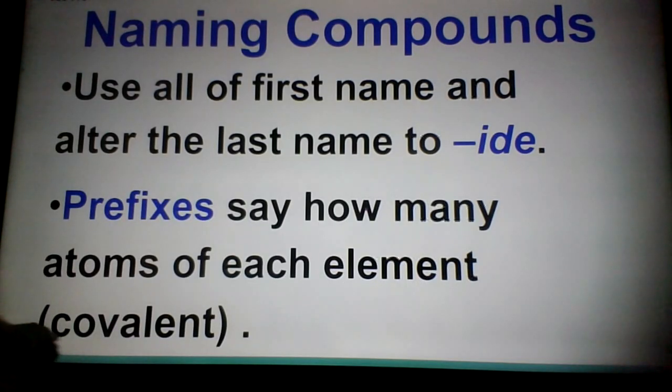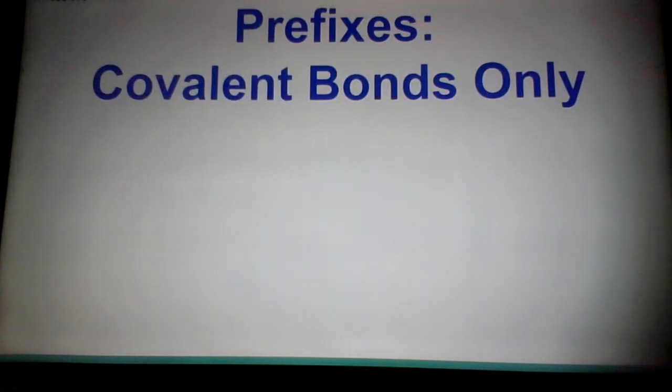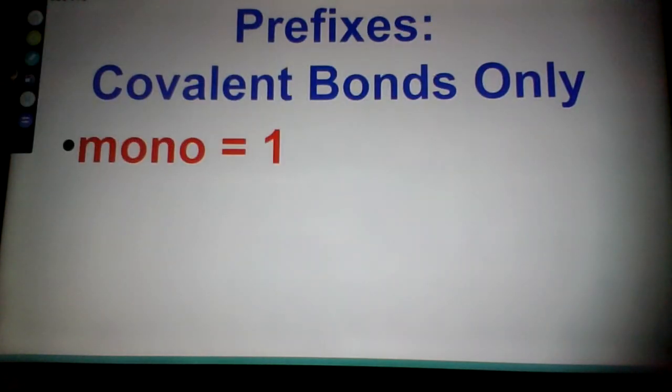Prefixes, if we have a covalent bond here, are going to tell us how many of the atoms there are, and these prefixes are going to go into our names, so we know by reading either the name or the formula exactly what the compound is. Ready? Here are the prefixes. Mono is 1. However, there's a rule for mono.